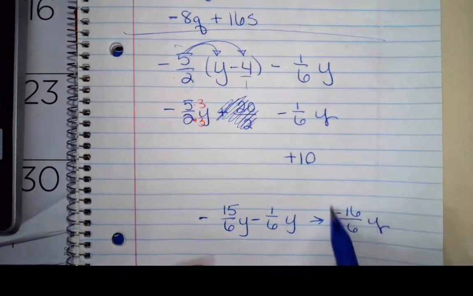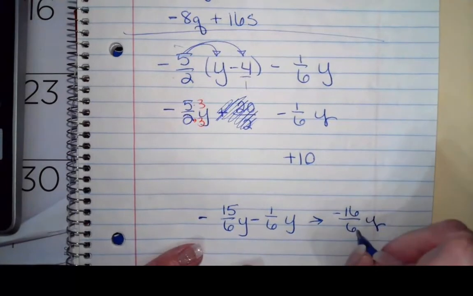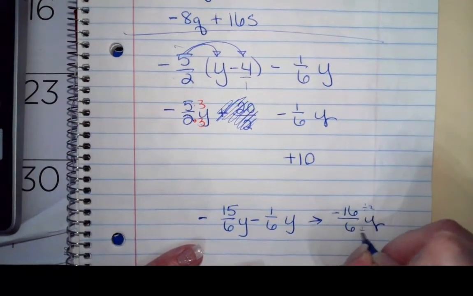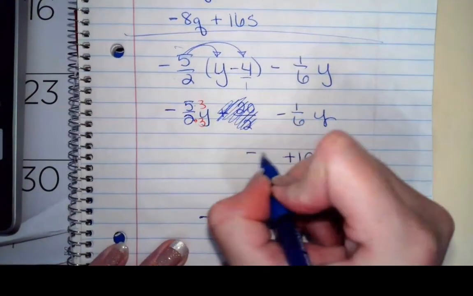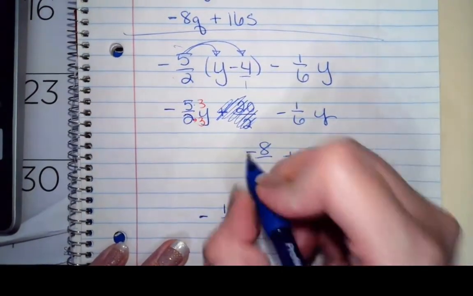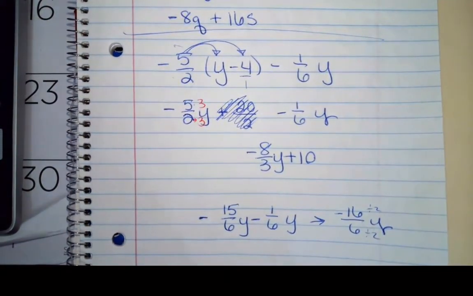Okay, so then this reduces by what? By 2's. So I can divide the top by 2 and I can divide the bottom by 2, which gives me a negative 8 over 3 y's. Negative 8 over 3 y's.